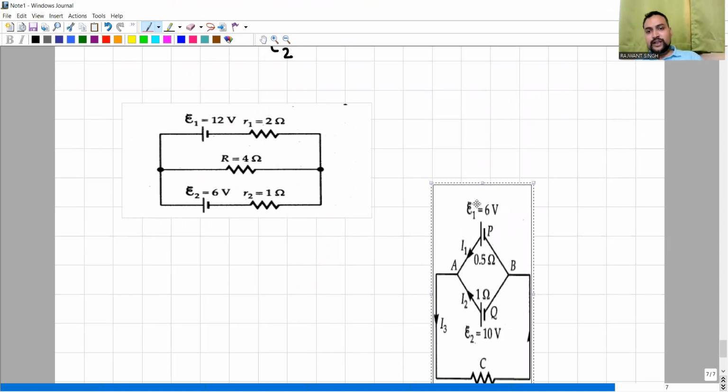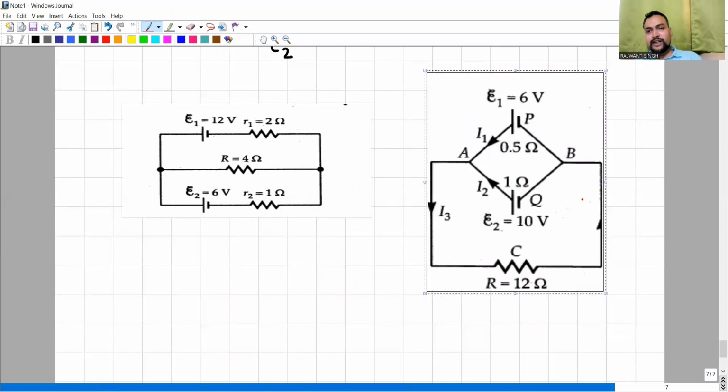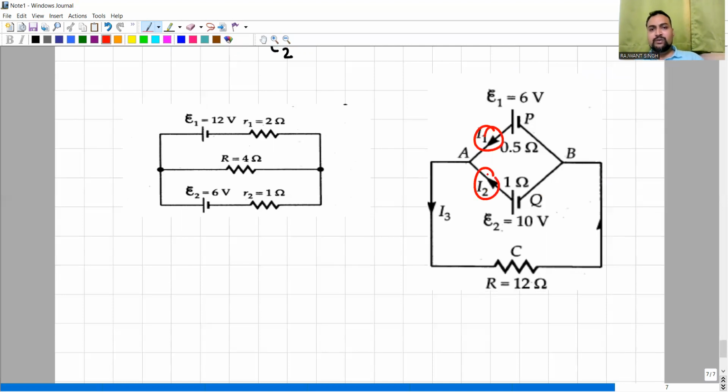So practice drawing the current. If the current is already given, then you don't assume their current values, as in here I1, I2, don't assume. You can draw the way you want to. Anyhow, any current you can draw. Again, as I said, if the direction that you have assumed is wrong, then your final answer will be negative. No problem with that.